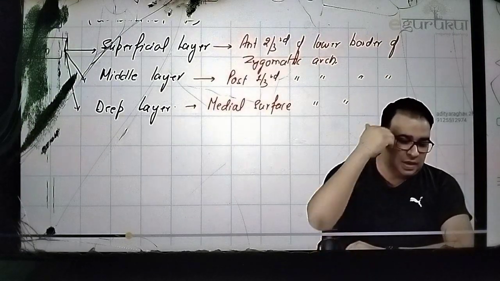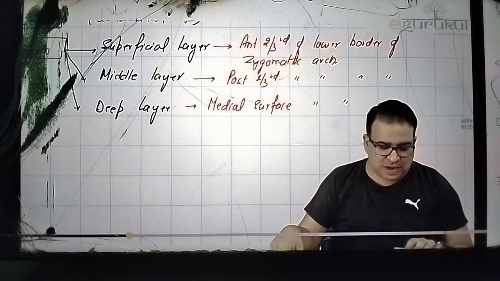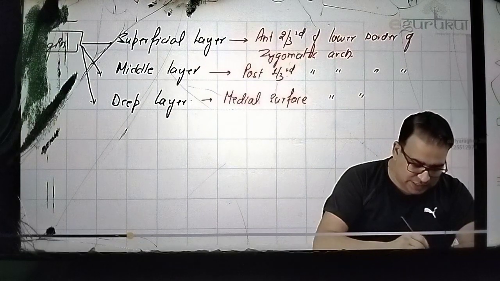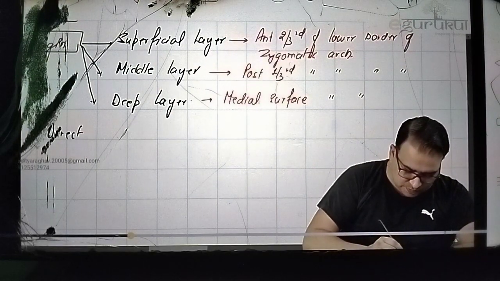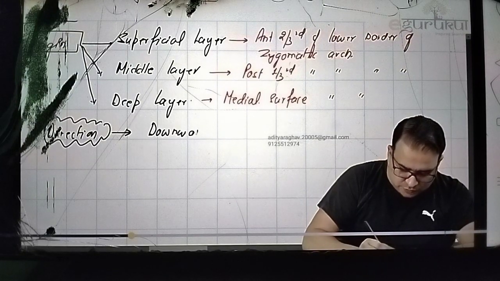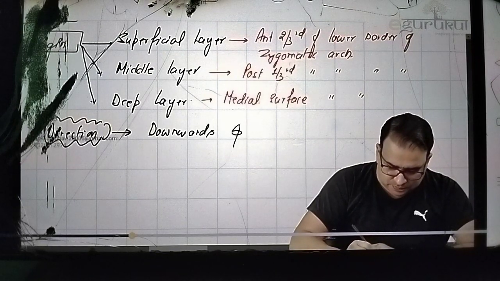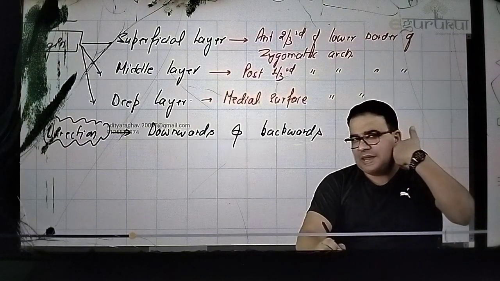This muscle is running downward, and it is running slightly backward also. If you just go back to the picture, you see the muscle is running downward and slightly backward also. Again, to understand the action of this muscle, we have to understand the direction. So the direction of this muscle fiber is, it is running downwards. Of course, they all have to go toward the mandible, so it is running downwards and slightly backwards.